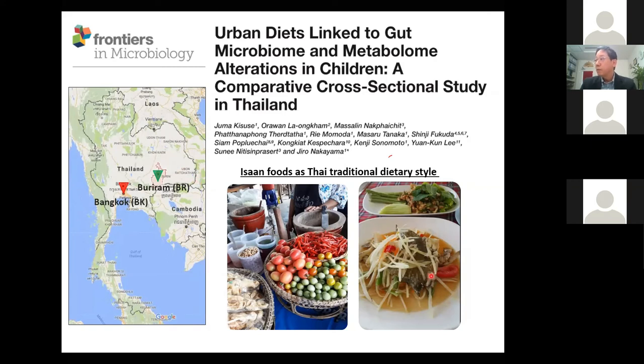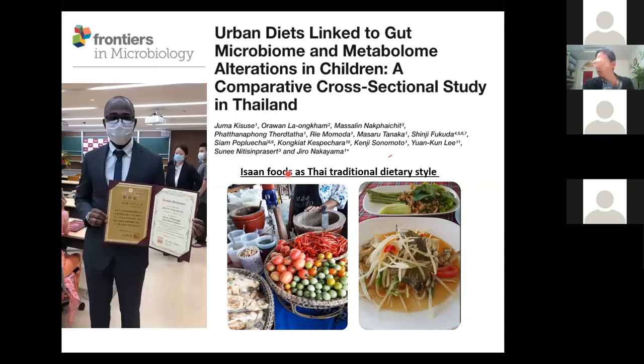Especially Isan food is very special in Thailand, and some of them are representative of Thai traditional diet. Maybe you know the somtam. Somtam is the papaya salad. So this is a representative of the Thai food, but it actually comes from the Isan food. Anyway, so Isan food is rich in the vegetables. Okay. And this study is done by Dr. Kisuse Juma, who recently got a PhD in the lab.